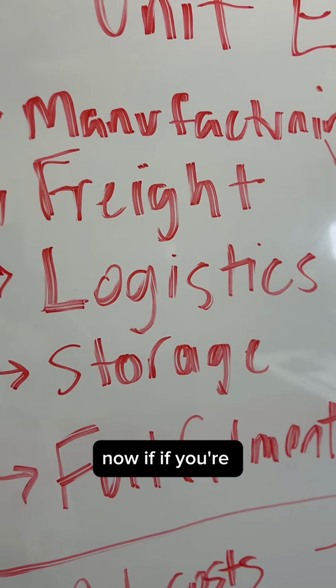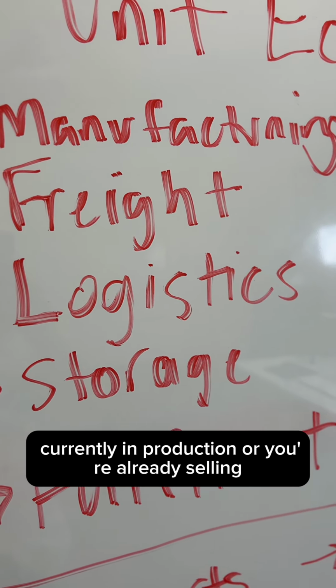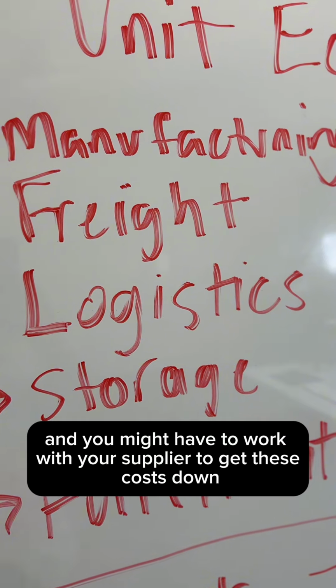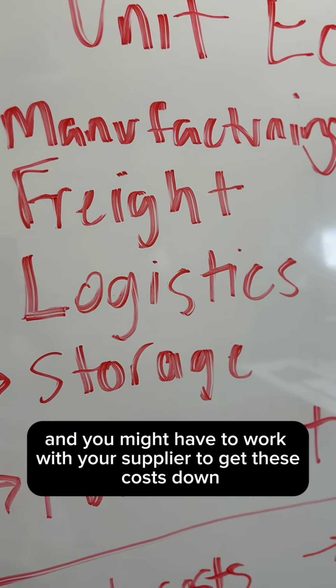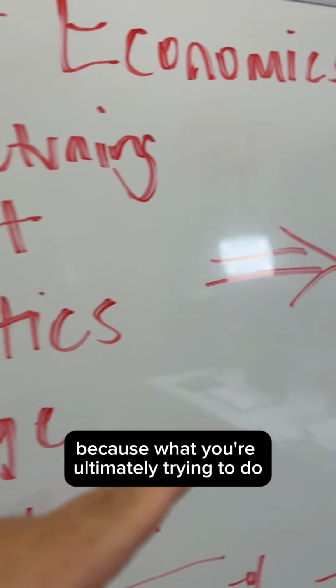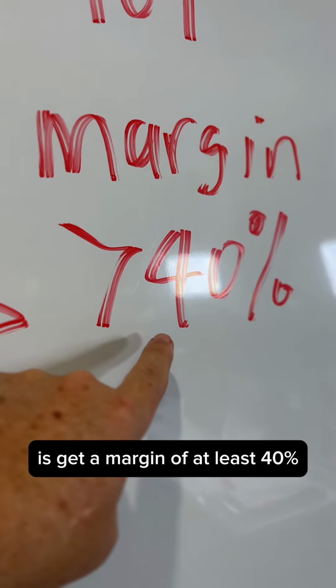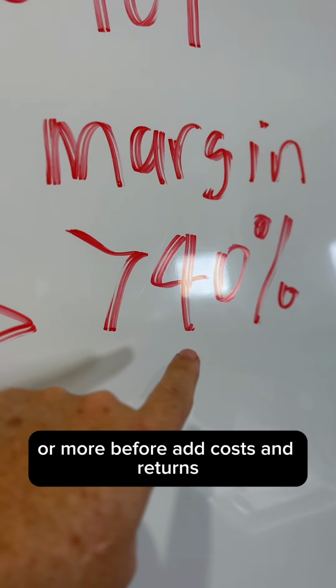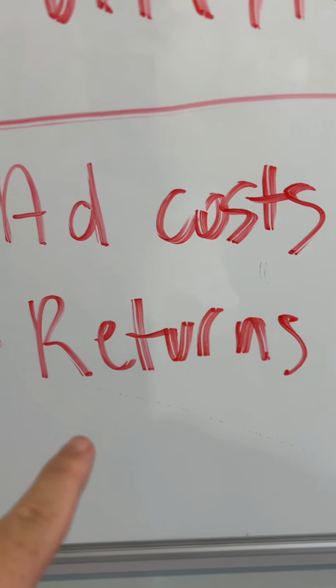Now, if you're currently in production or you're already selling, then you might have to work with your supplier to get these costs down, because what you're ultimately trying to do is get a margin of at least 40% or more before ad costs and returns.